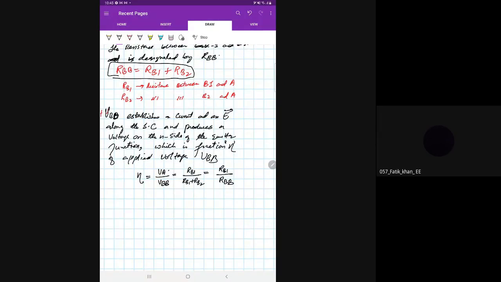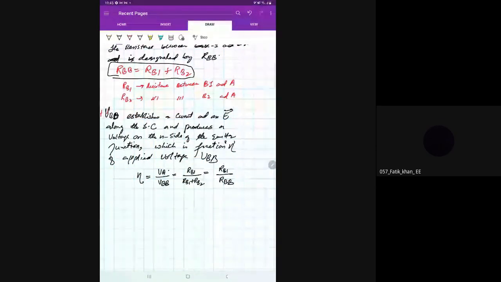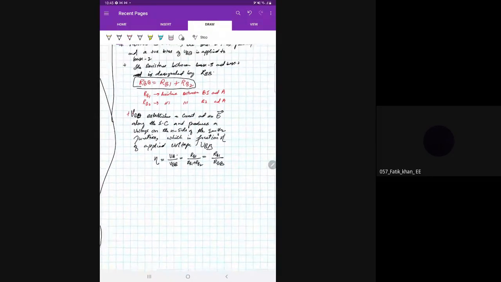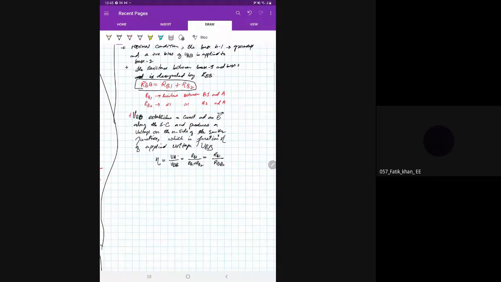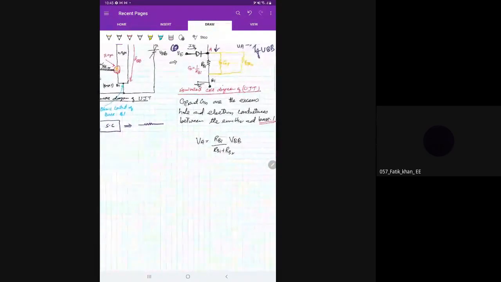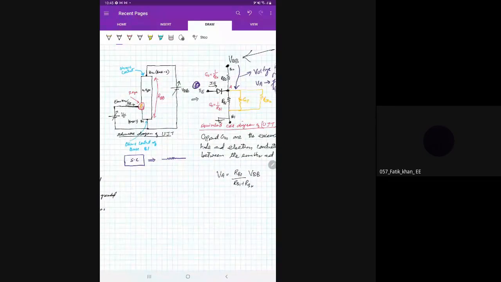RB1 divided by RBB. Now see, this is the fraction eta of the voltage that is applied on the N side of the emitter. Now we will take cases here.